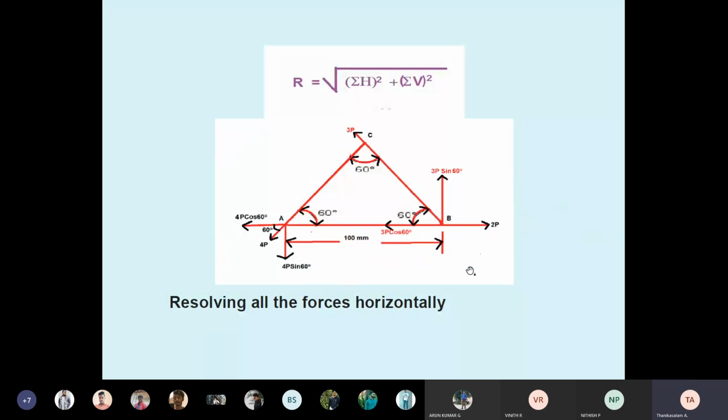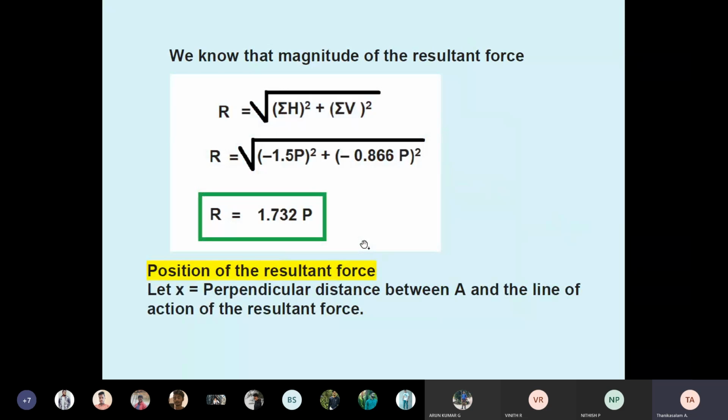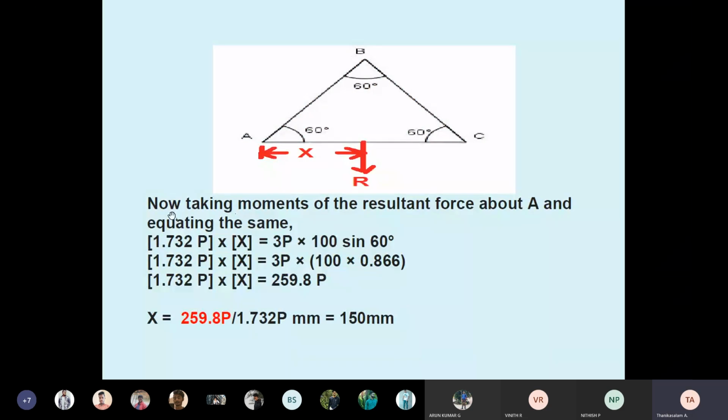Students, see here, 4p cos 60 acting from A does not give moment. 4p sin 60 does not give any moment. And 3p cos 60 goes to point A. And 2p is acting along AB, along the same line, so it does not give moment. So only one force gives moment. Which force? 3p sin 60. What is the distance? 100 mm. For example, I applied the individual force moment 3p into 100 into sin 60.